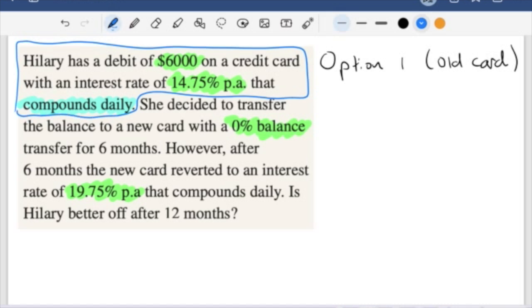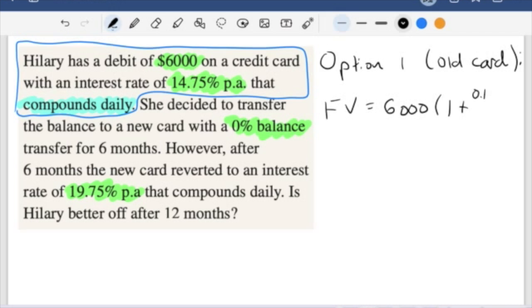Okay, so this is just a regular card compounding daily at an interest rate of 14.75% per annum. What we want to do is calculate the future value of both of these. For option one, I'm going to take the compound interest future value we did in the previous video. I have my present value of $6,000, and continuing my formula, I'm going to add 1 plus the rate. But now remember, once again, the per year rate is 14.75%. So to find the rate per day, I need to divide this number.